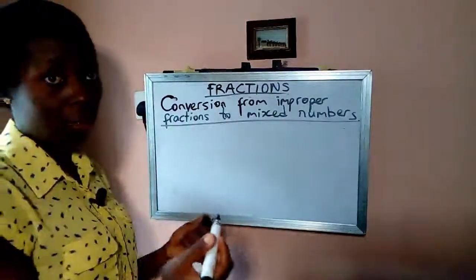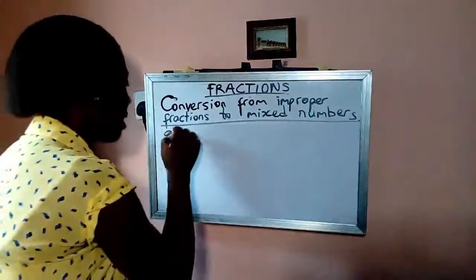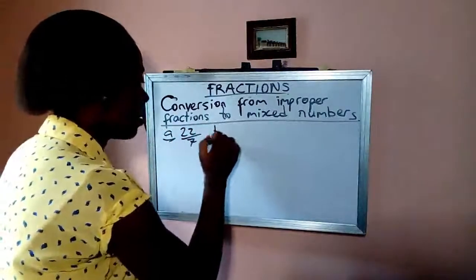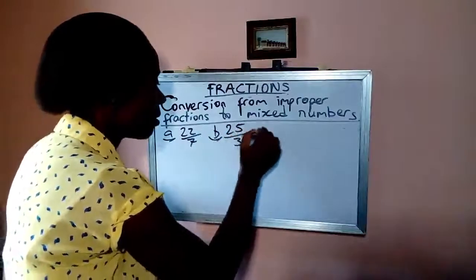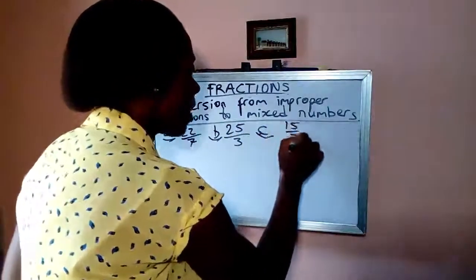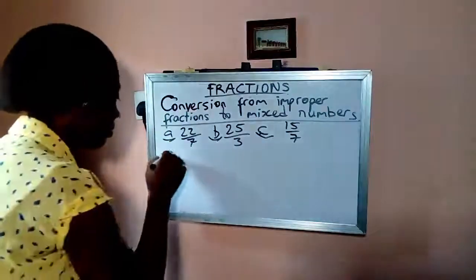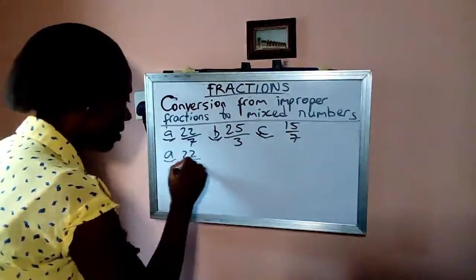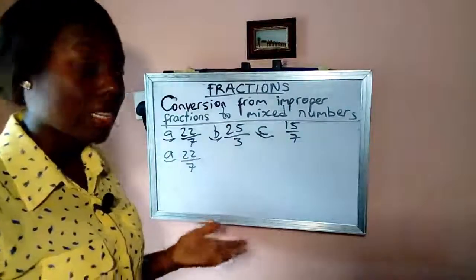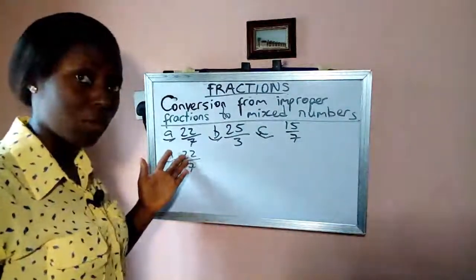Now, like I said, we're talking about conversion of improper fractions to mixed numbers. Let's see some examples. A, let's see the usual 22 over 7. B, 25 over 3. And C, 15 over 7. Let's pick the first one, 22 over 7. Now, you can quickly or easily say, how many 7s can I get from 22?